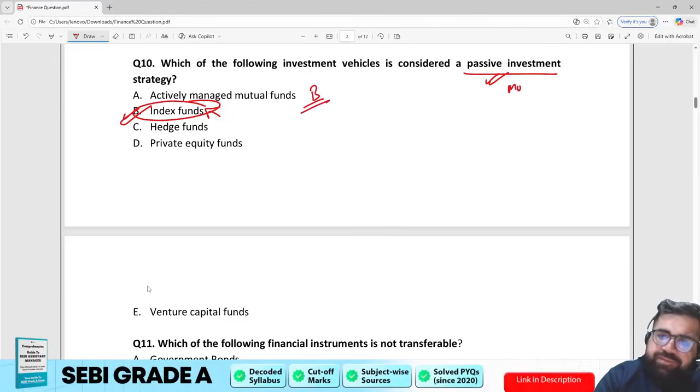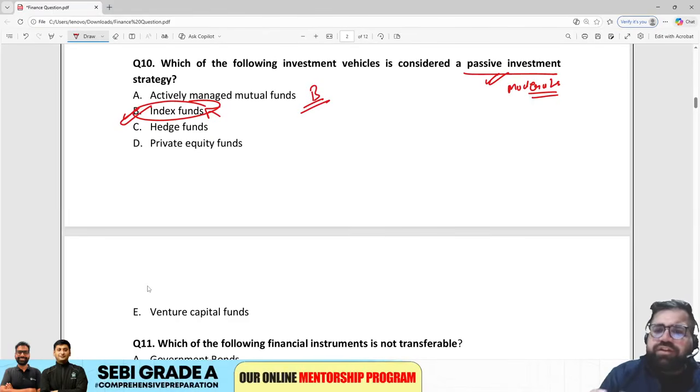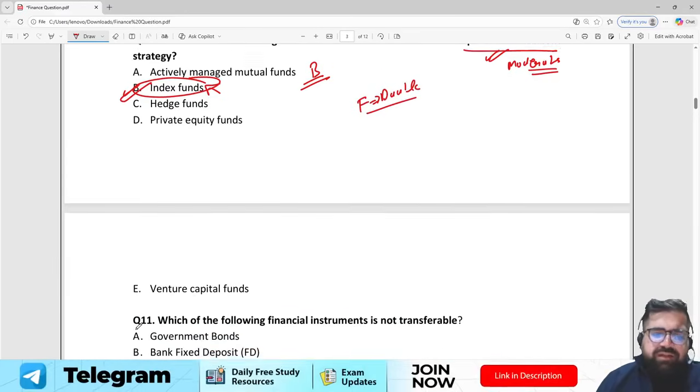This I will take as moderate because very few students know about it. So till now, if you see till question number 10, all the finance questions look doable. They are not that tough. Moving to question number 11.